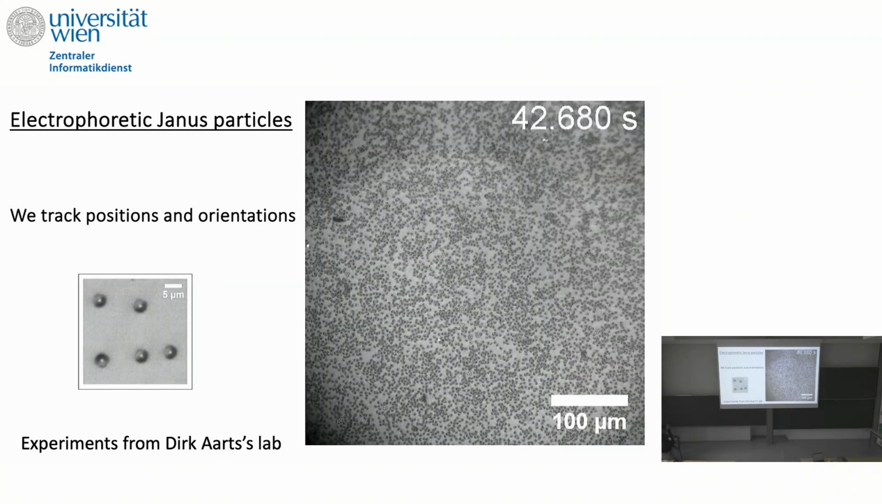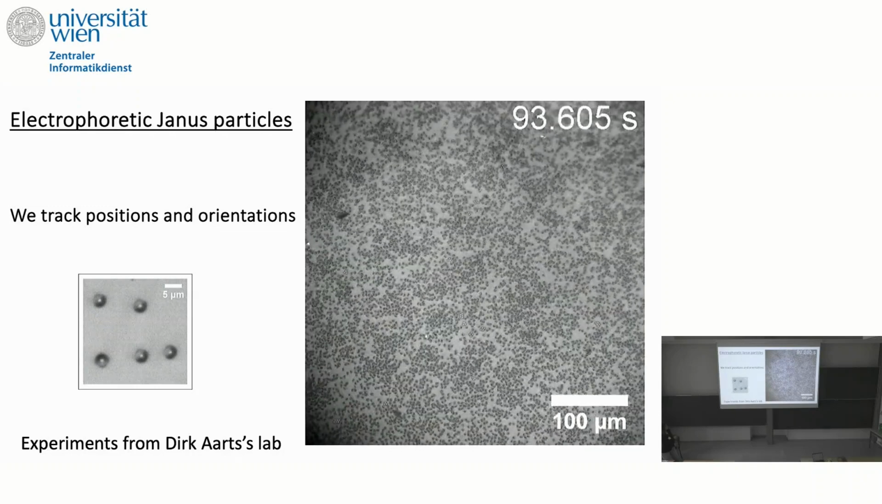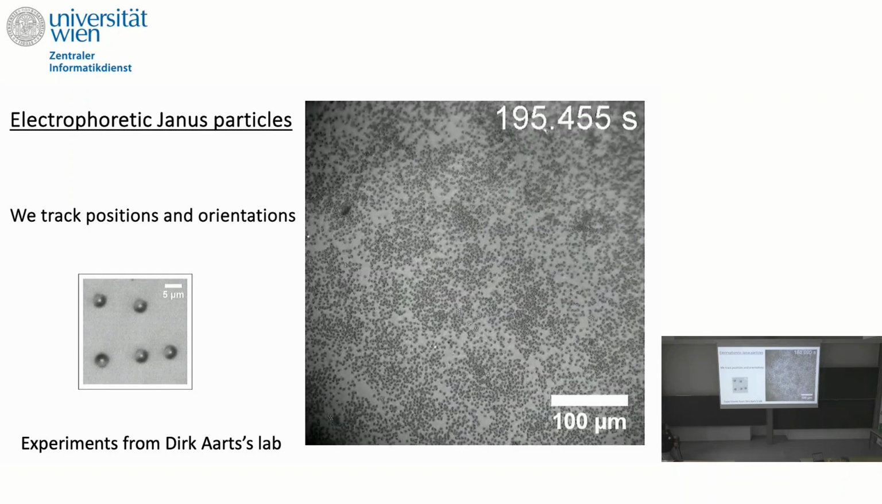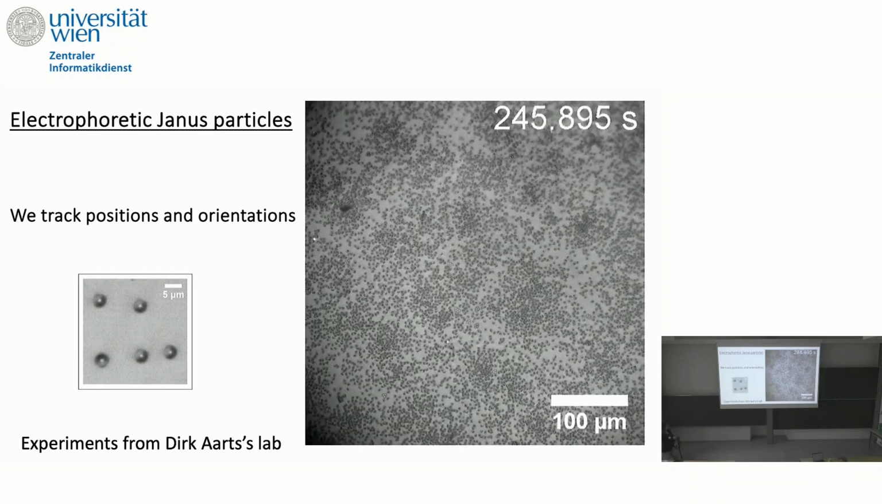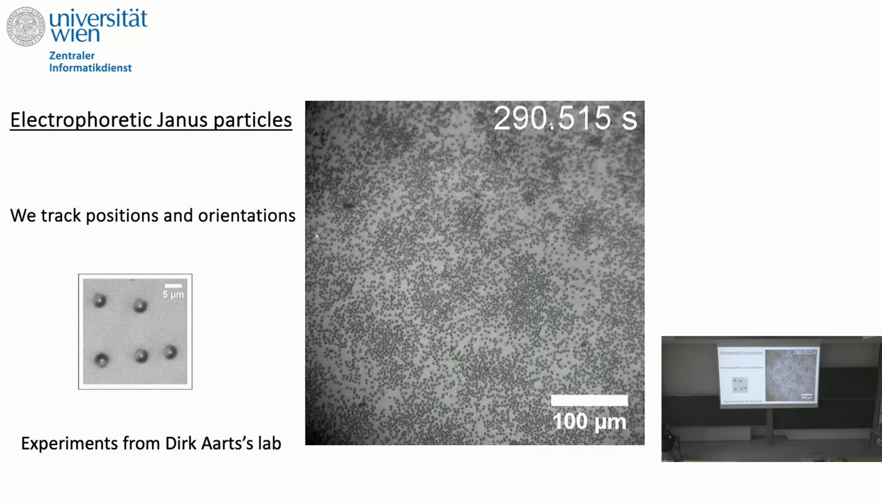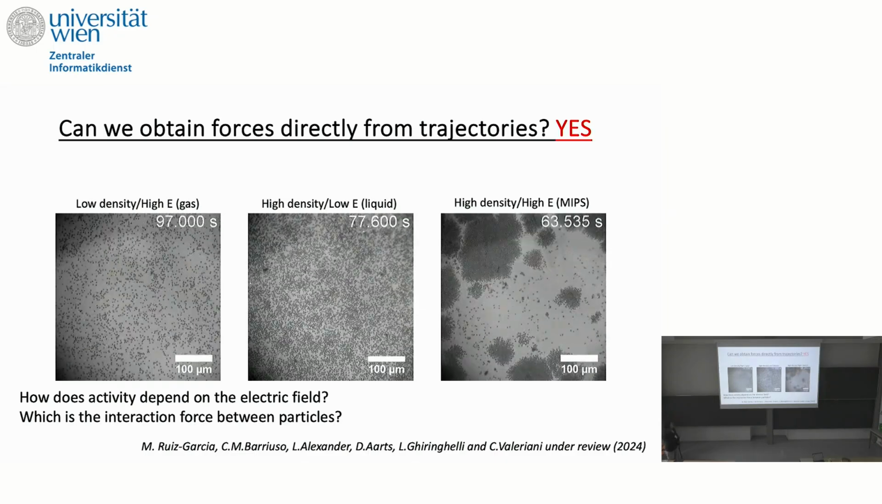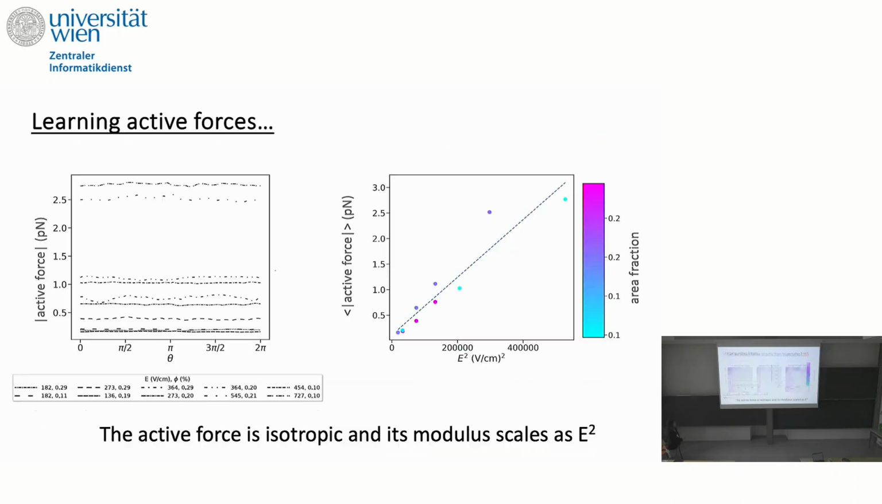And that's what we did in collaboration with Dirk Hartz. So Dirk gave us very beautiful trajectories of his experiments. As you can see, his experiments were electrophoretic Janus particles, so charge-induced electrophoretic active colloids. Each particle, you can clearly see it here. You can nicely see that Dirk was even able to distinguish the metal coating, so the metal cap, with respect to the silica bit. So he could not only give us the particles' positions, but also the orientations. And so, answering the question, can we obtain forces directly from trajectories? The answer is actually yes. And that's what we did.